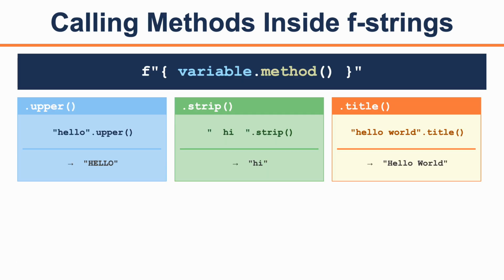Methods can be called directly inside the curly braces of an f-string. You write the variable name followed by the method name, all inside the braces. Python calls the method and inserts the return value into the string. The original variable is not changed.